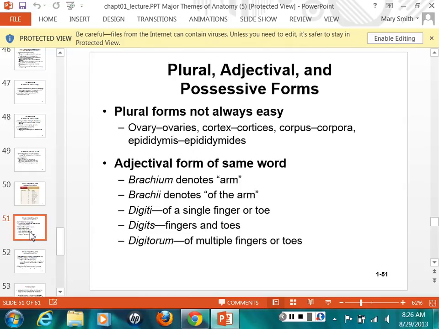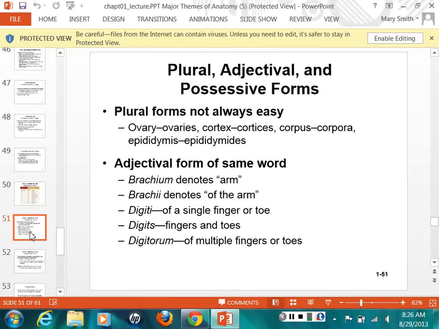We have an extensor digitorum, flexor, extensor digiti minimi. It's a muscle that's going to allow you to extend your little finger. Flexor digiti minimi is a muscle in your little finger that allows you to flex it. All right.